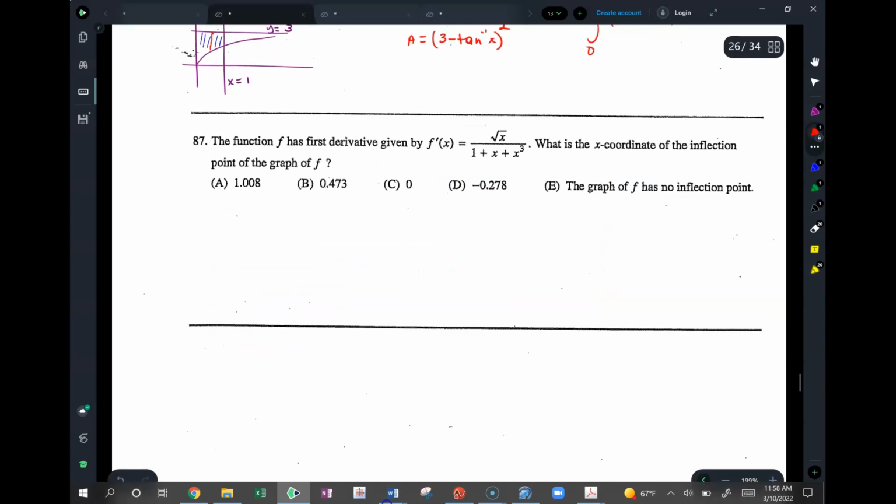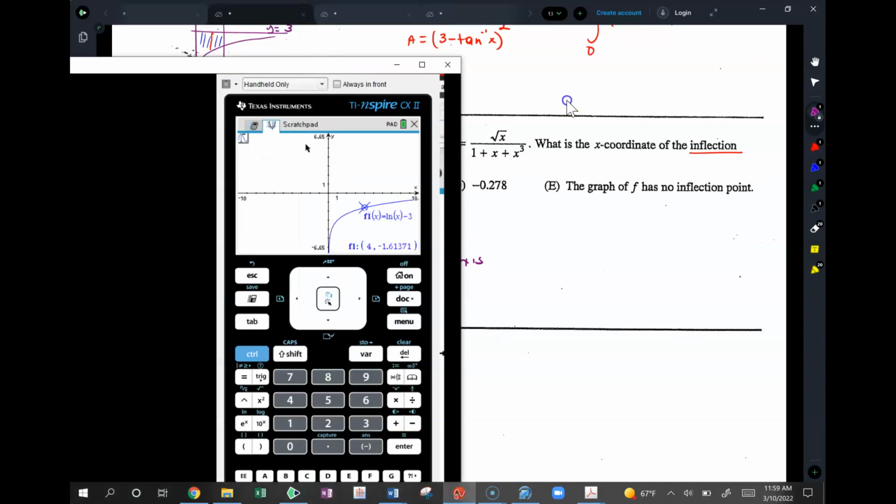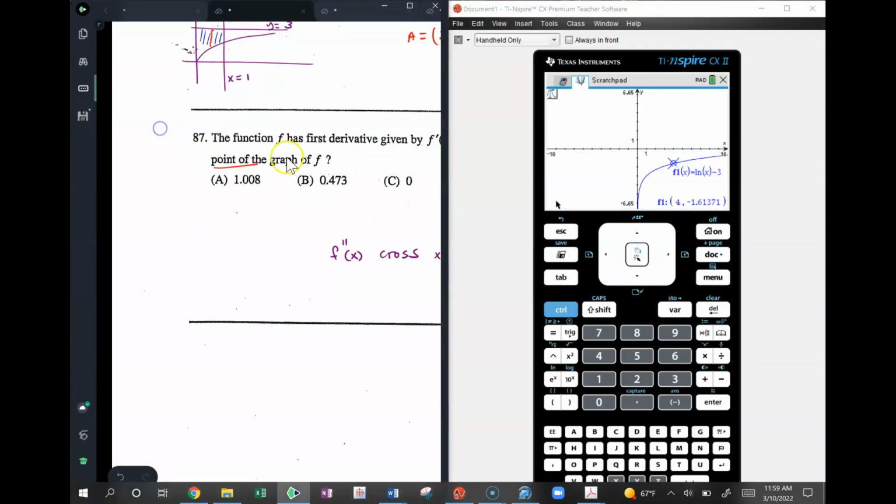Which one? 87. The function has a first derivative, f prime, given by this. What is the coordinate of the inflection point of the graph of f? So basically, it's where f prime of x equals 0? Where does f double prime of x cross the x-axis? Okay? And to graph this, you're just going to graph d dx of that.